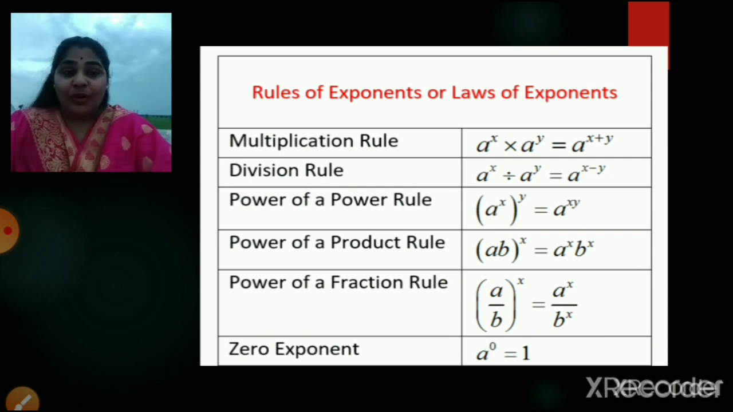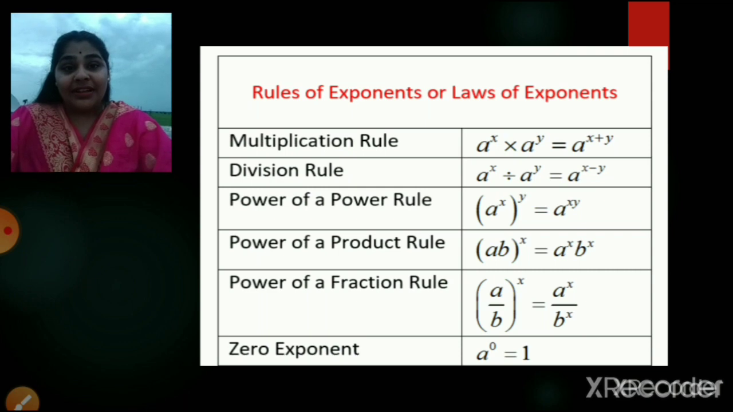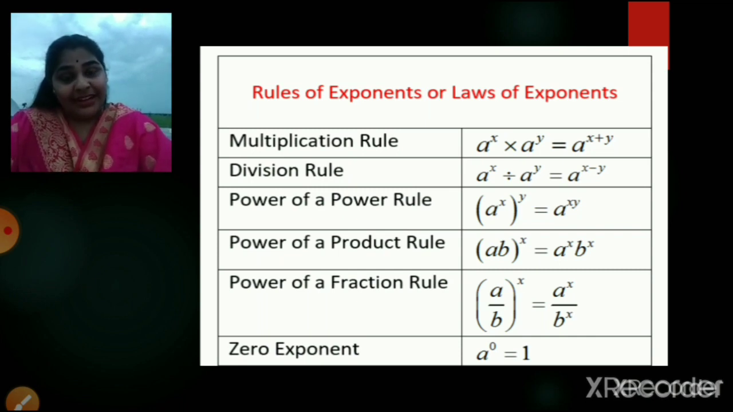So these all laws we have already studied, children, last year, and we have already solved a few sums based on these laws, right? So the same laws this year also we are going to continue. We will use these. So you have to note down all this and learn by heart all these laws, children, right? And whichever new laws we will learn this year.